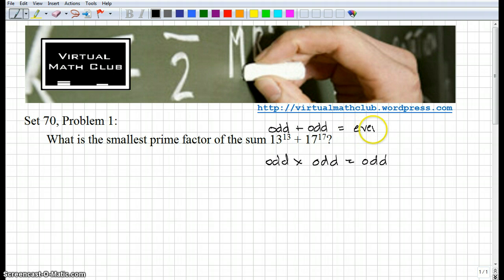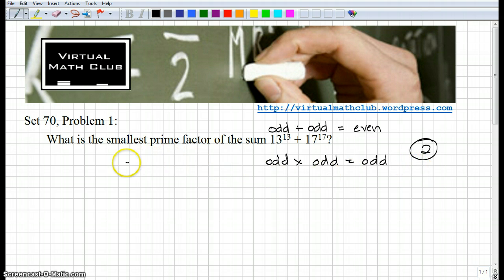And then if we have an odd number plus an odd number, we're going to get an even number. All right? And an even number has to be divisible by 2, right? So that means that the smallest prime factor of the sum is 2, right? Because that's the smallest prime of all.